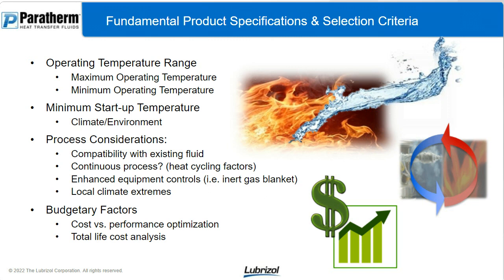Yeah, it might be great for you to have a synthetic product rated up to 675 degrees, but if you're operating only at a temperature of 400 degrees Fahrenheit, it's probably going to be overkill for your budget. So you want to make sure that your costs associated with performance optimization are really taken care of.